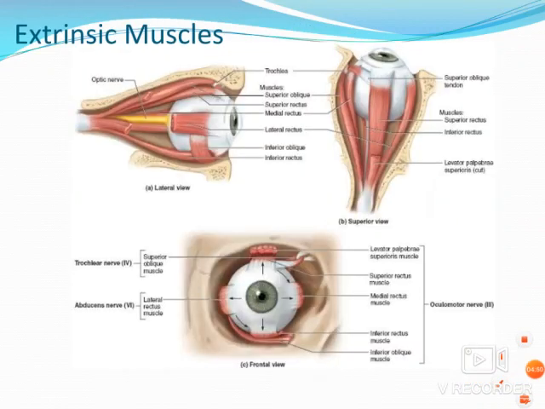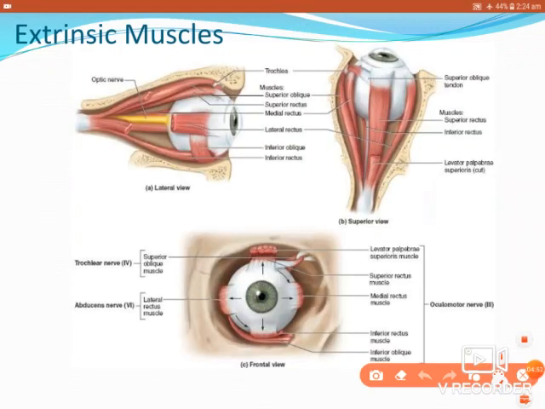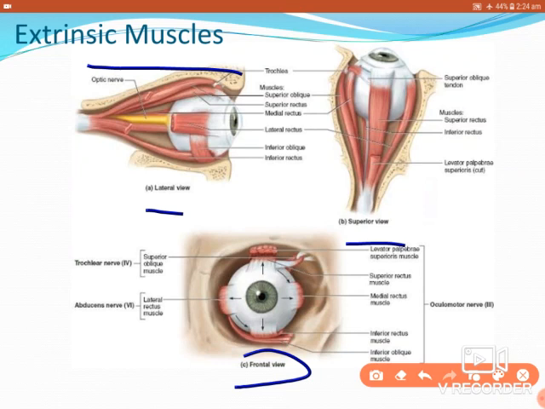Here you can see the extrinsic muscles' attachments. This is the first figure, lateral view, this is the superior view, this is the frontal or anterior view. Coming to the superior view, you can see the elevator palpebrae superioris, that is cut, which lies over the superior rectus muscle.